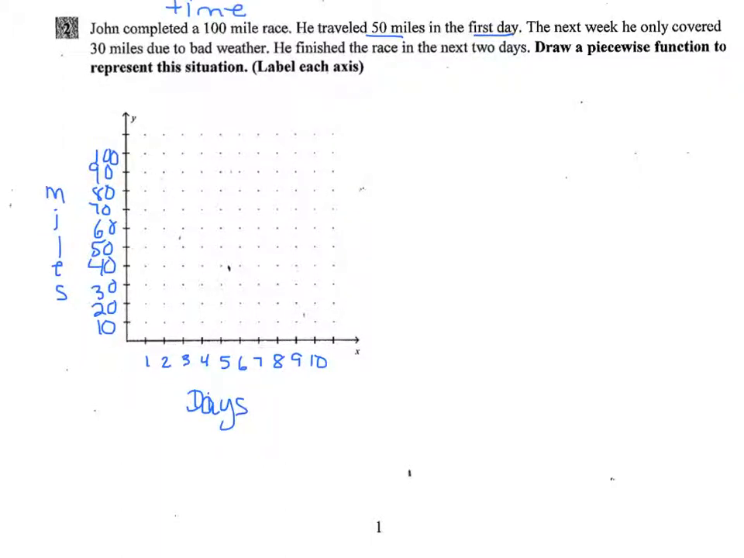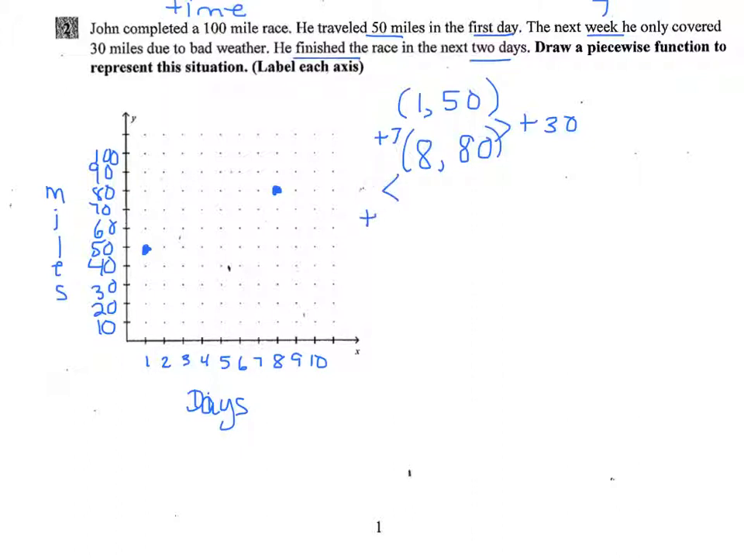So let's jot down that on day 1, he went 50 miles. So I'll plot that, 1, 50. And then the next week, so over the next 7 days, so 7 days went by, that would bring us to day 8, he covered 30 miles. So that will bring us to 8, 80. So I'll plot that, 8 over 80 up, right there.